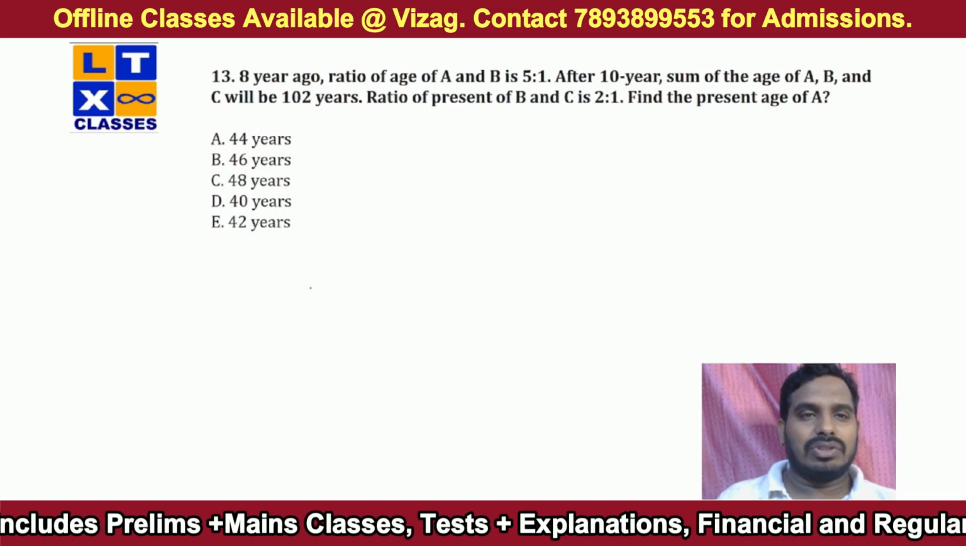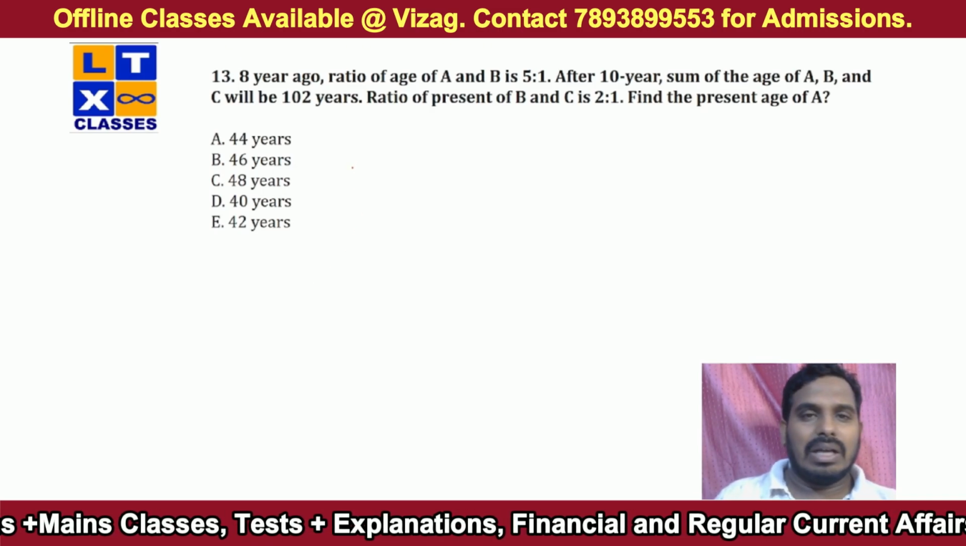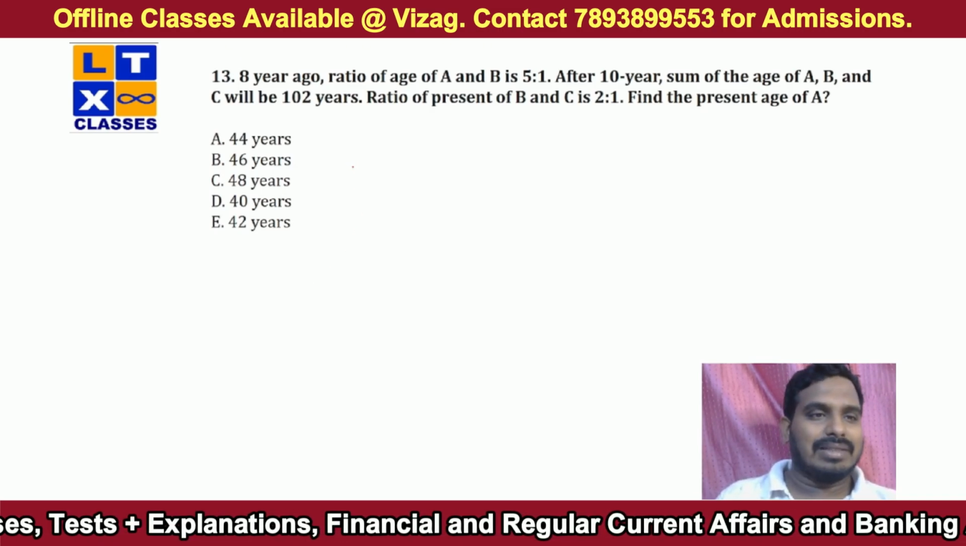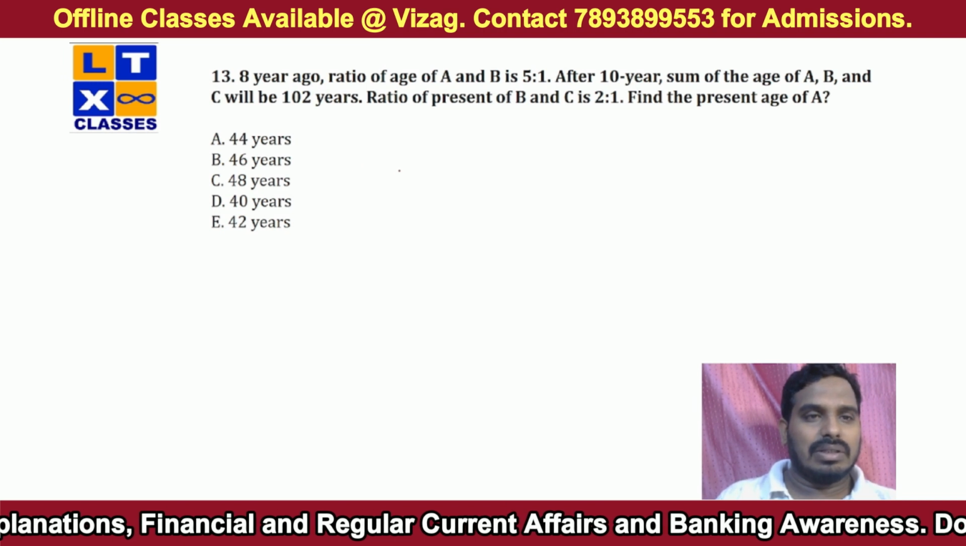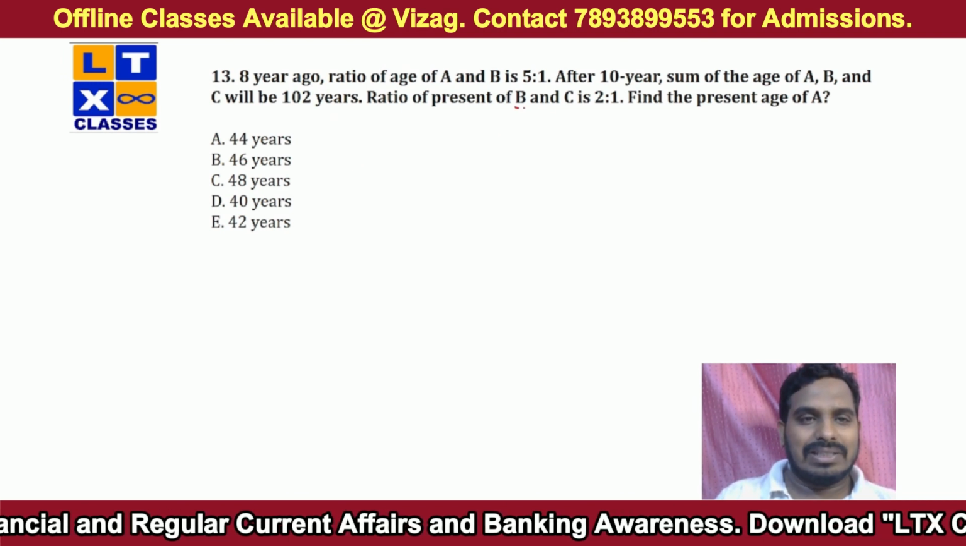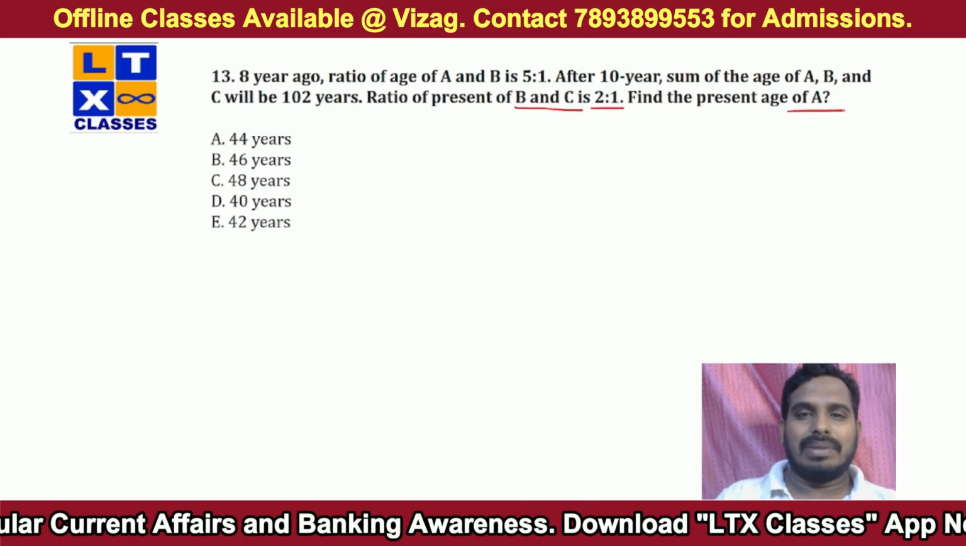8 years ago, the ratio of A to B is 5 to 1. After 10 years, the sum of ages of A, B, and C will be 102 years. The ratio of present ages of B and C is 2 to 1. Find the present age of A.